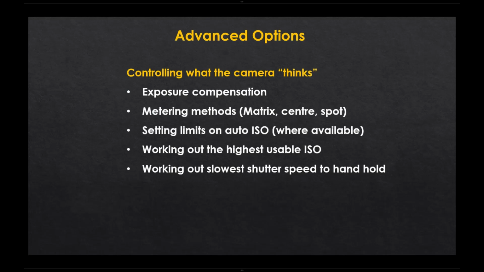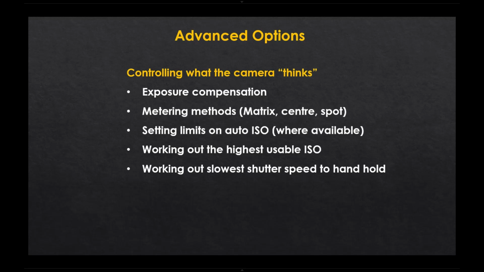And sometimes the camera doesn't get things right. We know that the camera lies to us a little bit with the information it displays, and sometimes we have to override what it thinks. In particular, we need to make some exposure compensation when the camera gets the metering wrong, and sometimes choose a different metering method, the way that the camera measures the light coming through onto the sensor.